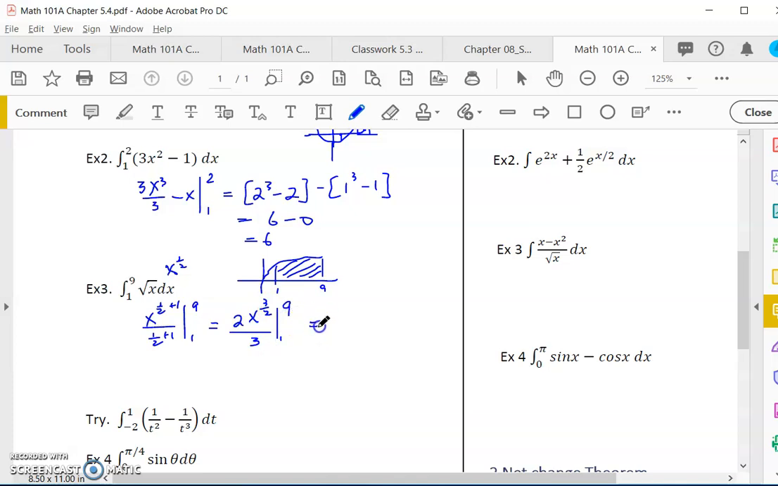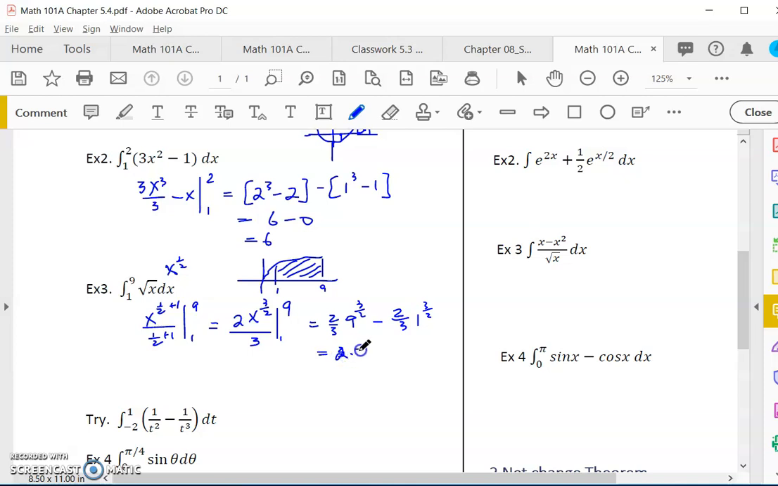Now I'm going to plug in 9 first. It will be 2 over 3 times 9 to the 3 over 2, minus 2 over 3. We only have one term in the whole thing, 1 times 1 to the power 3 over 2. So 9 to the power 3 over 2 is the square root of 9, then cubed, so it's 27, right?